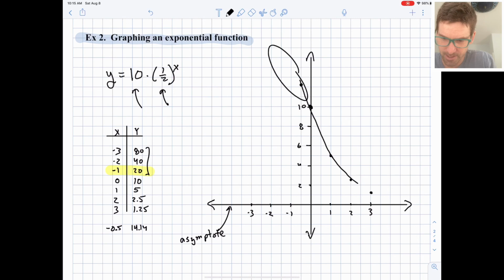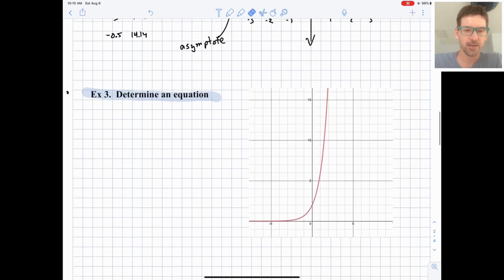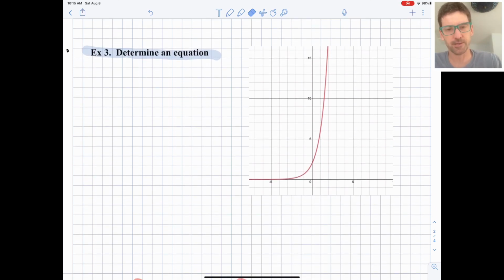So let's go ahead and sketch it out. And we're going to just get super close to the asymptote here, but we'll never actually touch it. All right, so there's a graph of that guy, 10 times 1/2 to the x. And then our last example for this video here is we are going to determine an equation, and I have it graphed already up for you.